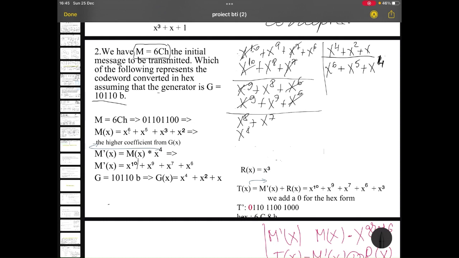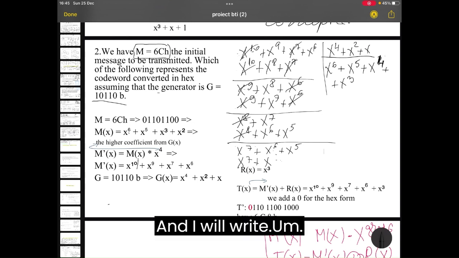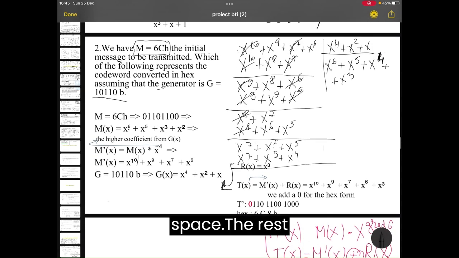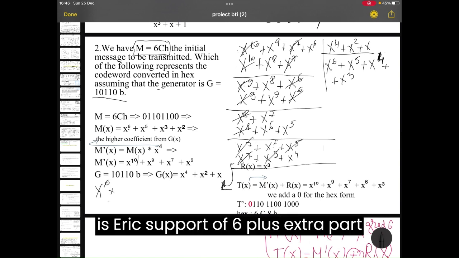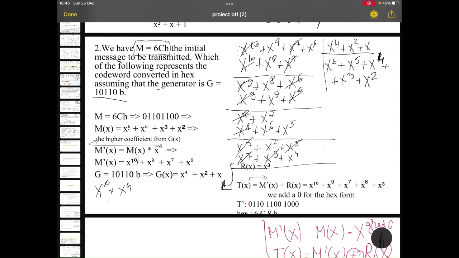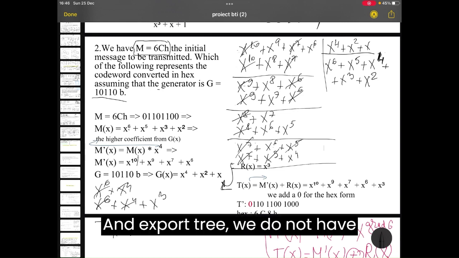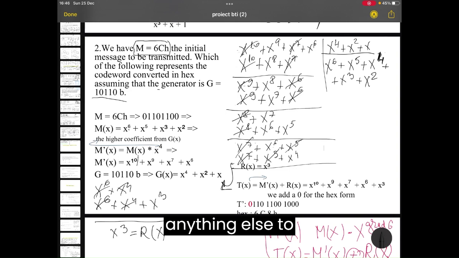Power of 4. And I will write below here, because there is not enough space. The rest is x to the power of 6 plus x to the power of 4. We add x to the power of 2 here, and we get that it's x to the power of 6 plus x to the power of 4 plus x to the power of 3. And x to the power of 3, we do not have anything else to divide by. So this is our rest.